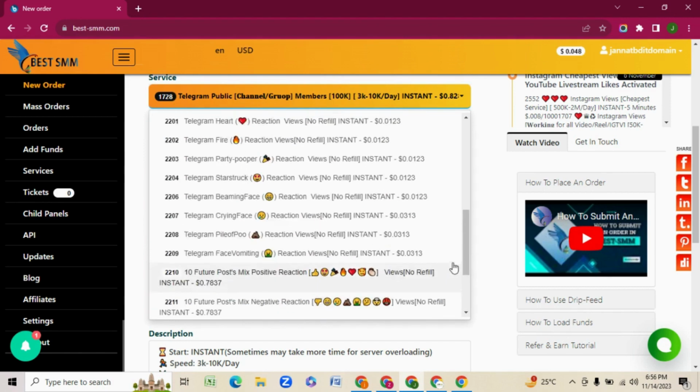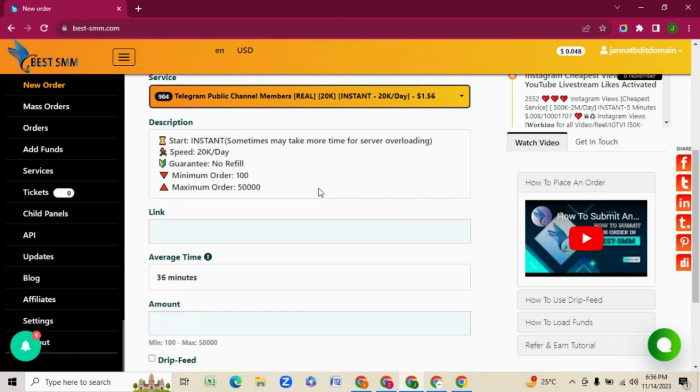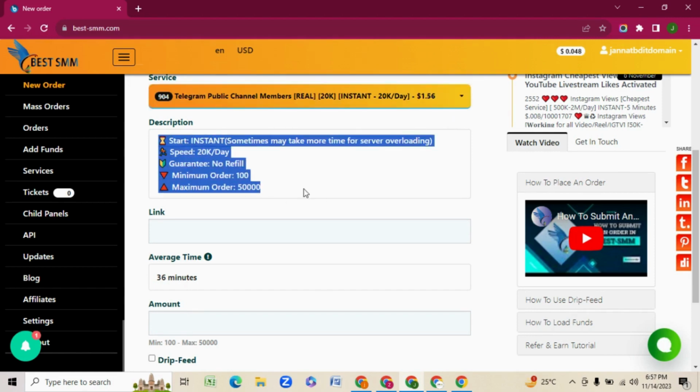So today we'll go with Telegram services for members. Okay, and that is Telegram public channel members real. So I will select this one. After selecting this one, they will provide a description over there, and they will automatically add it related with your services, right?